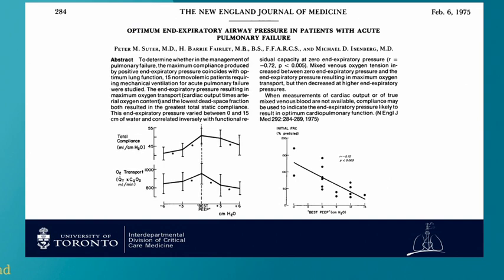Whenever I talk about setting PEEP, I always like to reference and remind people about this classic paper from 1975 in the New England Journal, Peter Suter and Barry Fairley, showing best PEEP, and we've been arguing about what best PEEP could be for the subsequent 50 years. In their definition, this occurred when compliance maximized, when oxygen transport maximized, and interestingly, it was inversely proportional to the baseline functional residual capacity, or how small the baby lung was. And so I think this paper should be in every practicing intensivist's library.